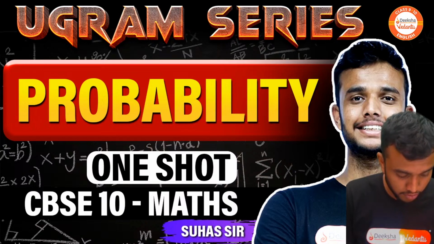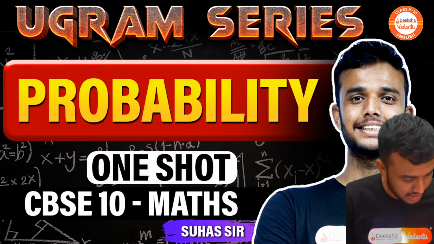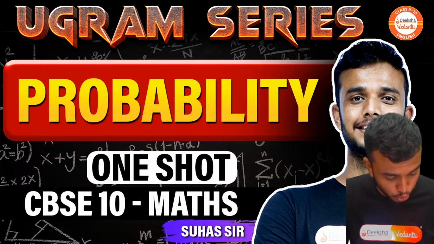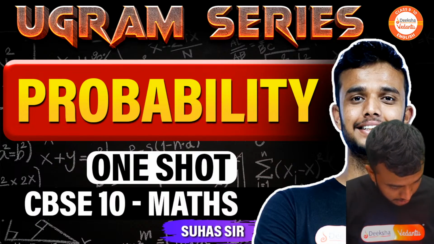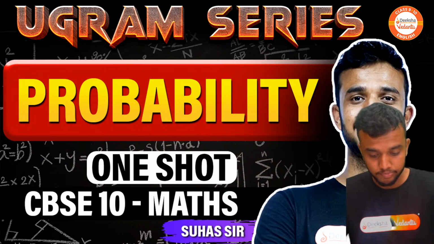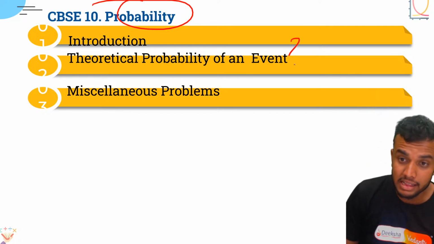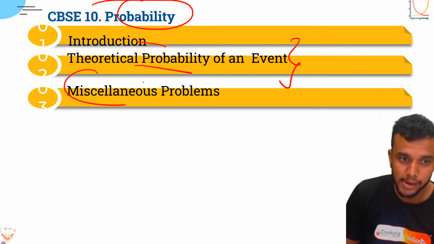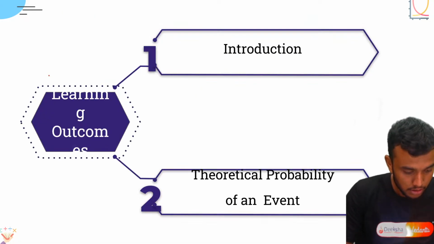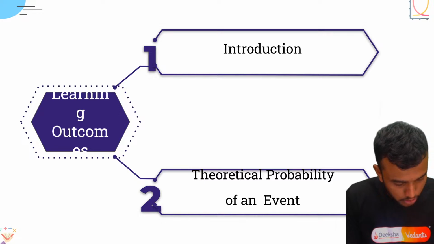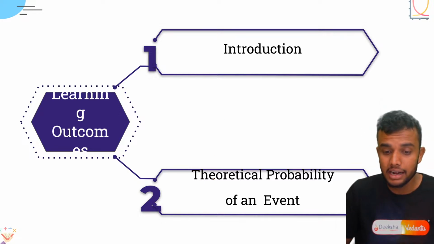It is very important for your board exams, SSLC board exams: probability and statistics one shot. Okay, let's discuss here. Let's start with the probability unit. In probability, we basically have 3 learning outcomes: introduction, theoretical probability, and miscellaneous problems based on it. Starting with the introduction.